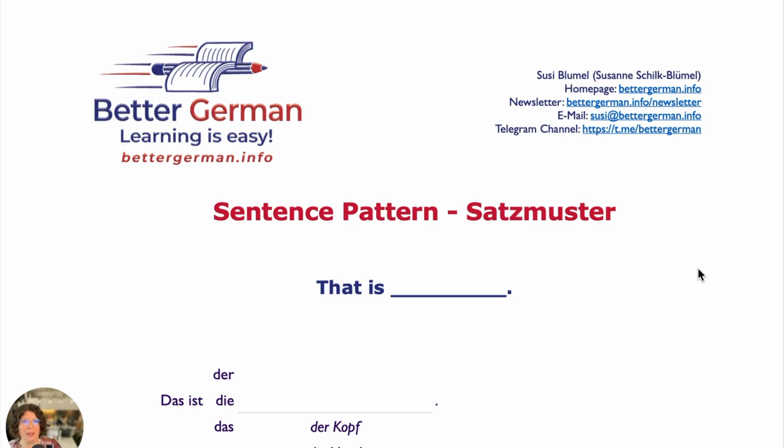A sentence pattern in German is Satzmuster. Sentence being Satz, pattern being a Muster, meaning something that repeats itself. So what is a sentence pattern? A sentence pattern is a sentence with a blank. This is a sentence pattern. That is, and then there's a blank. And I'm telling you what you can put in that blank.